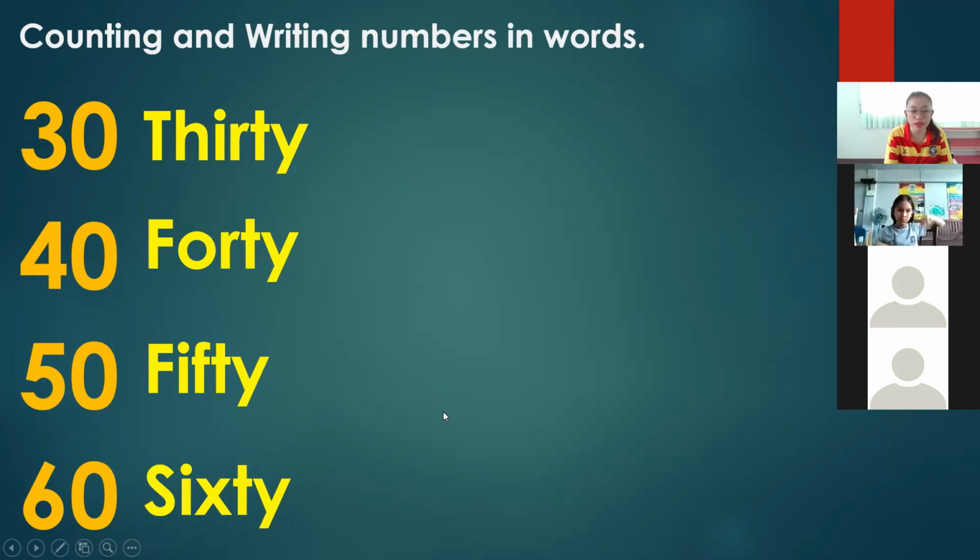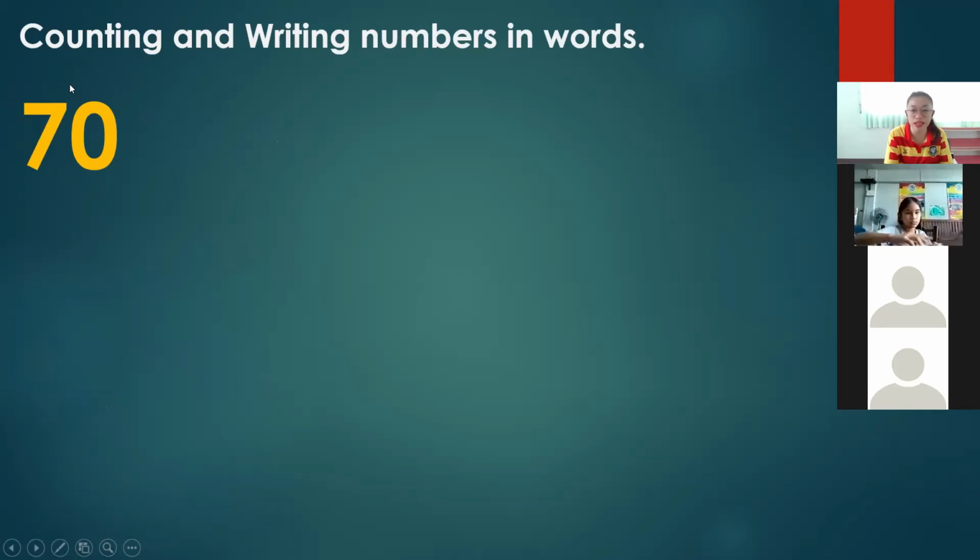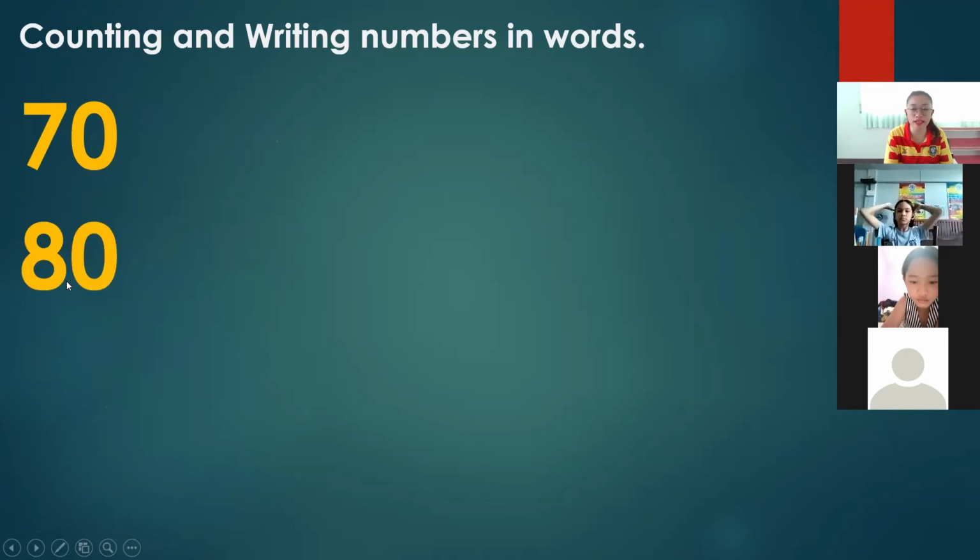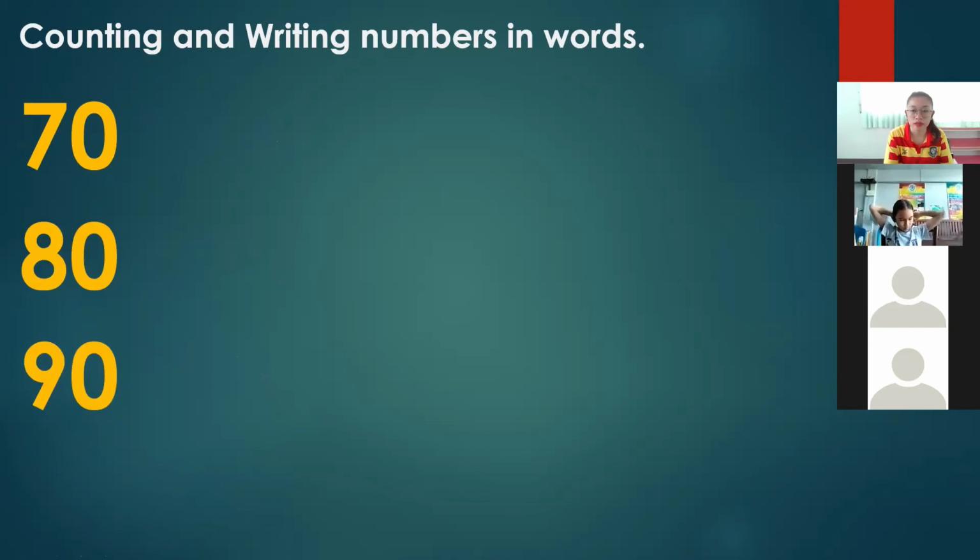SIXTY. Okay, next is, what number is this? What number is this? 70. Okay, 70. Next. 80. 80. Very good. Next. What number is this? 90. 90. Very good. And last number, what number is this? 100. 100. Very good. Okay.